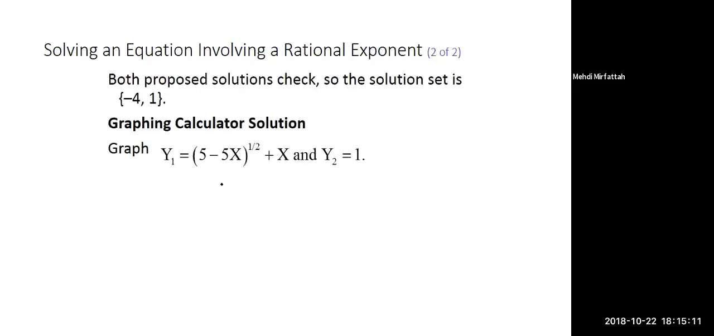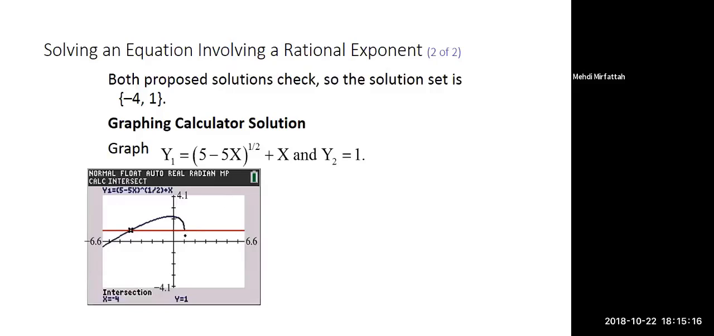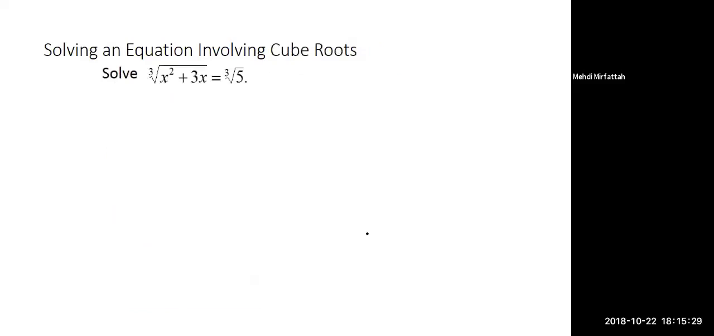And the graphing solution would be: if you graph both of these functions on the same x and y axis, you clearly see that they intersect at 2 points, -4 and 1. Let's take a look at this example.